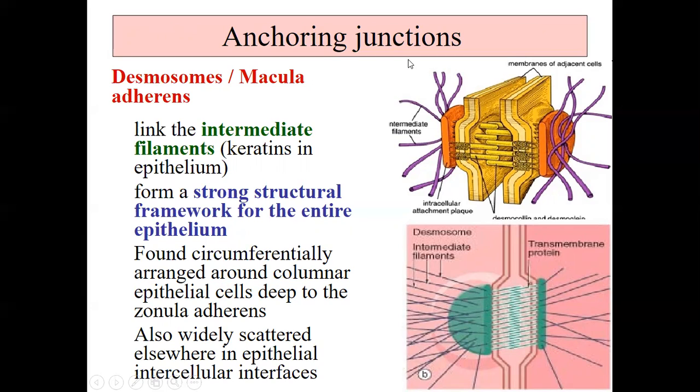Let's recap what I have mentioned just now. Above, we have the zonula occludens, then zonula adherens, and then the macula adherens, based on the arrangement. This macula adherens is also widely scattered elsewhere in the epithelial intercellular interface. You can see here, this is the desmosome. This is the transmembrane protein.